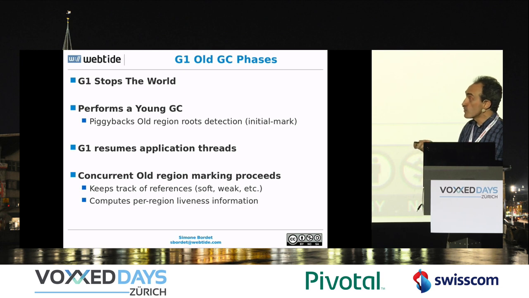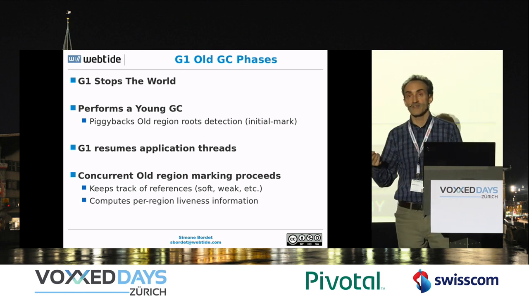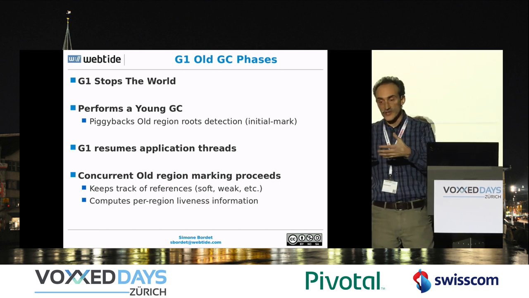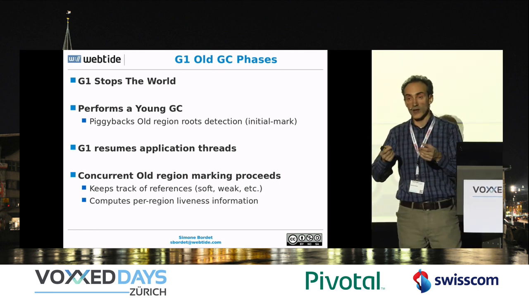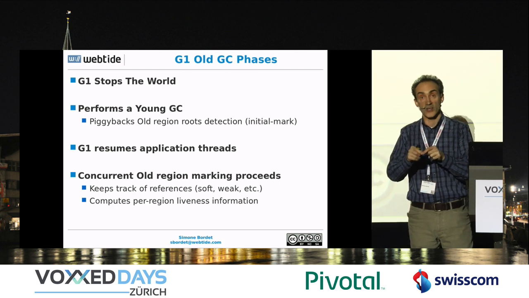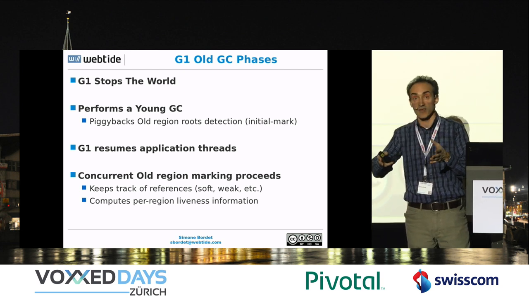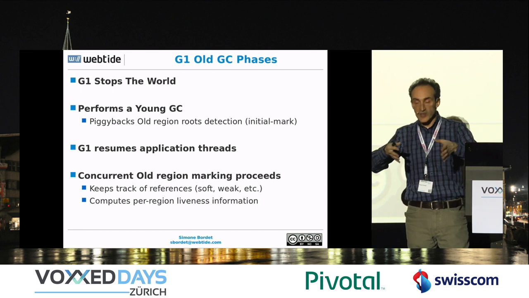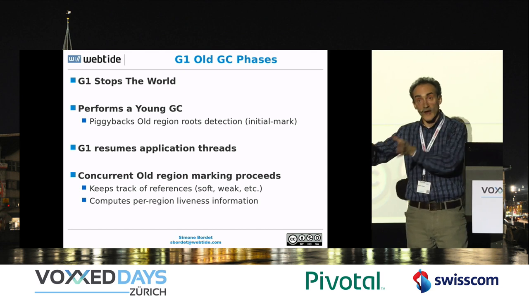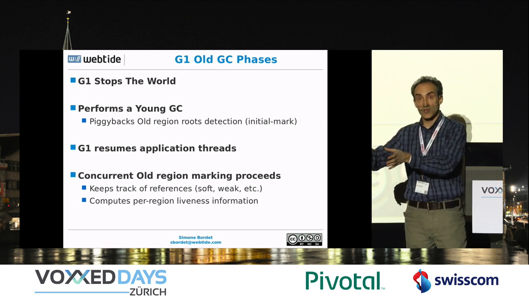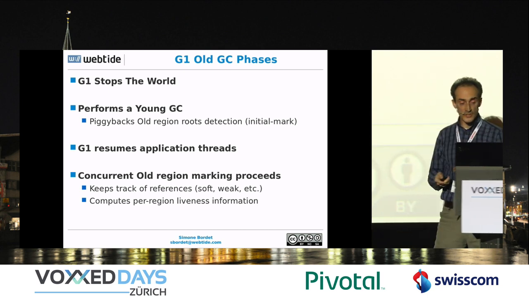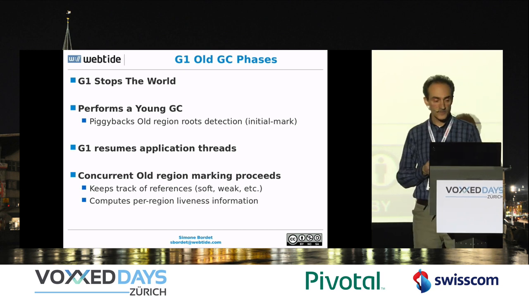And it also computes per-region liveness. It can say, oh, I'm traversing this object. Okay, this object belonged to this old region. But look, there's only this one object in that particular region. It's basically full of garbage, and it only has this one single object in there. Or it can say, hey, I'm traversing many objects, and they all belong to that particular region. So that particular region is full of live objects. Okay, so G1 keeps track of that information.